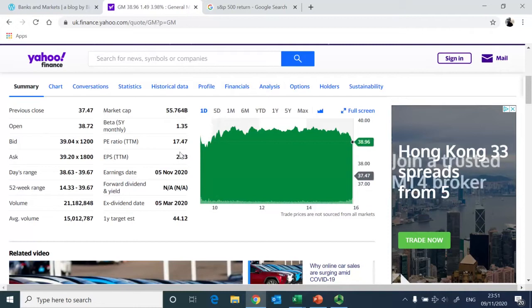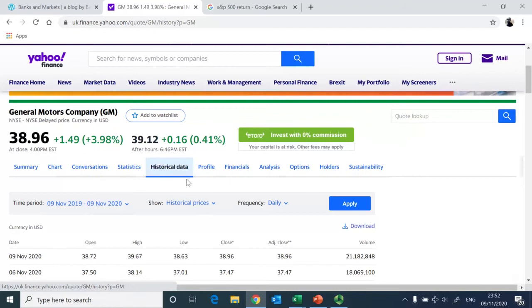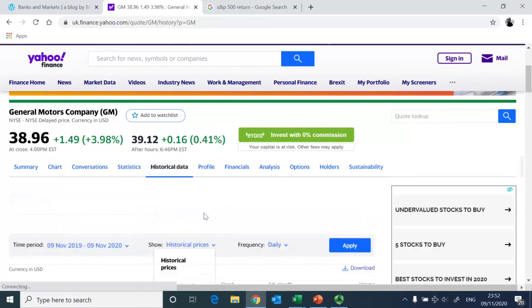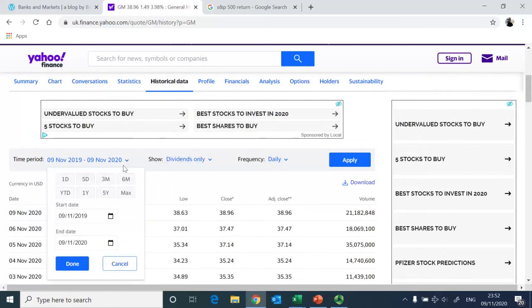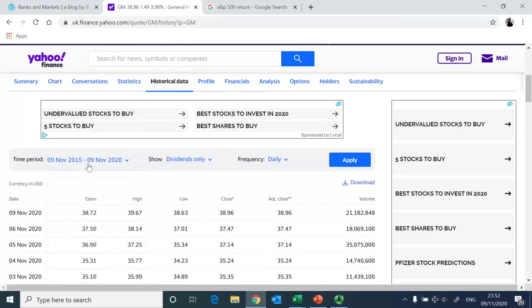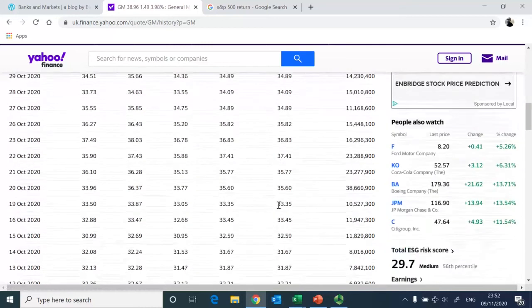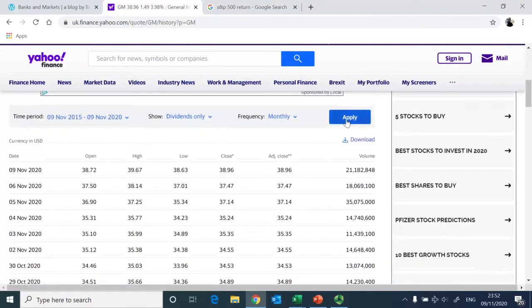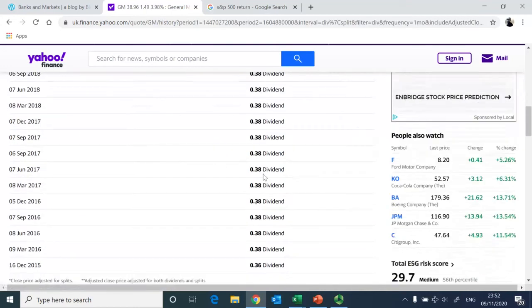And in relation to the dividend per share, you can click historical data, and instead of historical prices, take the dividends, which is here. When you click it, by default the period is 1 year, so you can change it to, let's say, 5 years. So now you're capturing 2015 to 2020. Maybe you want to change the frequency to monthly so that you have fewer rows in your dividend information. Then click apply, and you can see this is 0.38 all the time.